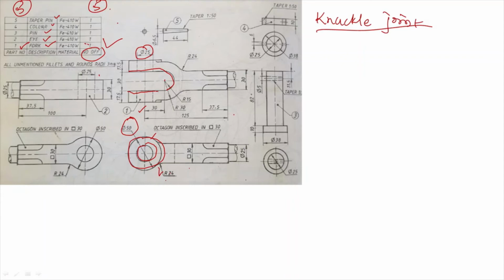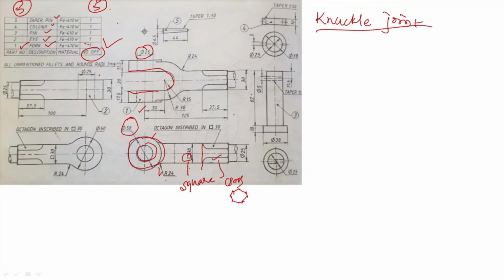And next, now this symbol indicates what? It is of a square section. Next, octagon inscribed in square 30 mm. That means from this portion to this portion, the cross section is of octagonal shape. This first part is over.